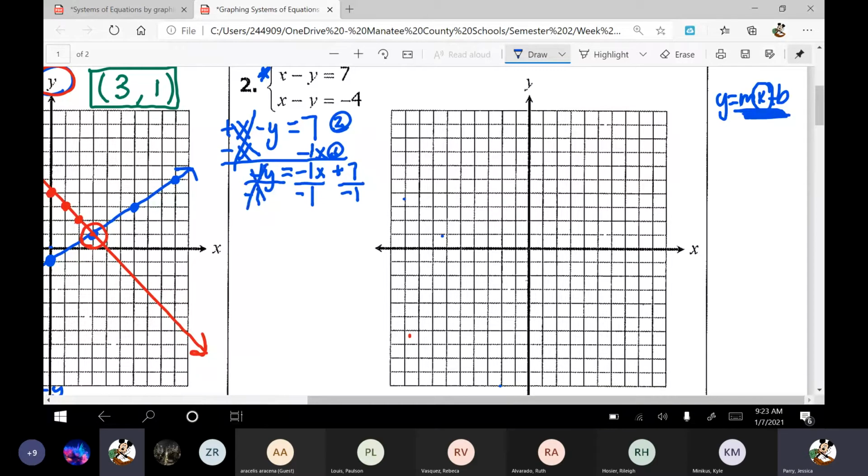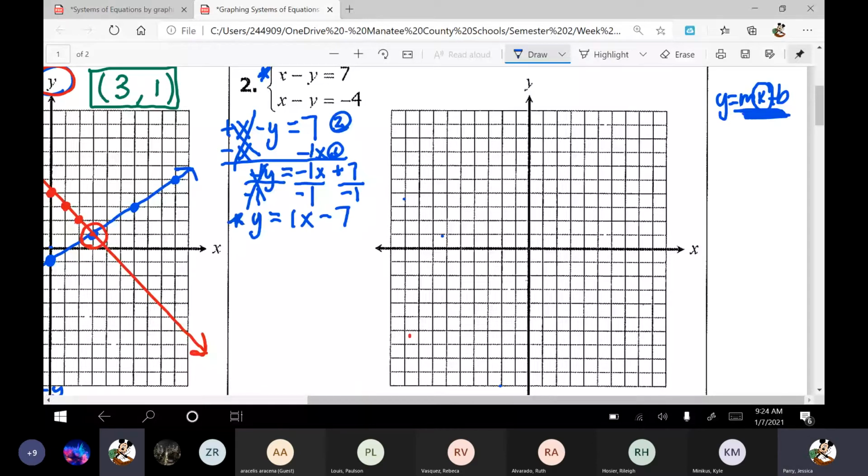So these -1s cancel out. I bring down the variable y and my equal sign. And then we have a -1 divided by -1 here. Negative divided by negative is positive, and then 1 divided by 1 is 1. So it's a positive 1x, or another way you can write it is just x, because we know the 1 is invisible. And then on the right side here, we have a positive 7 divided by -1. Positive divided by negative is negative, and then 7 divided by 1 is 7.